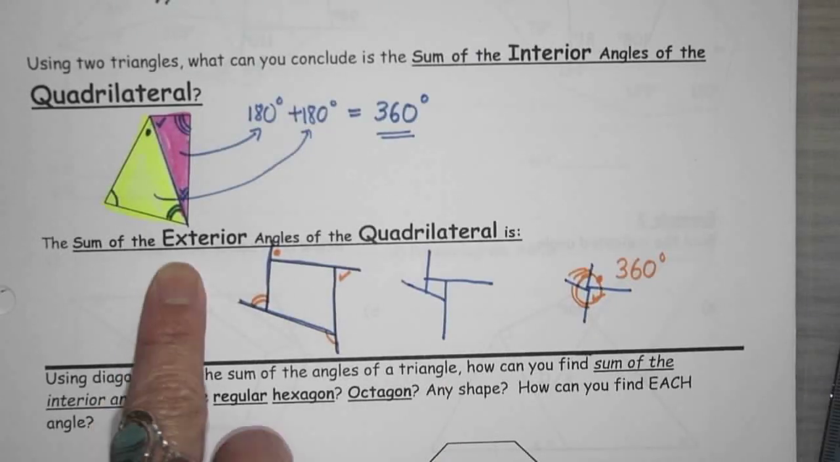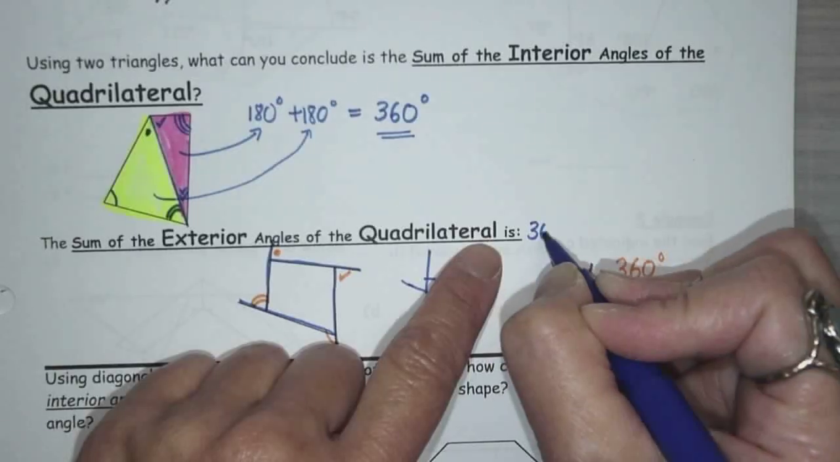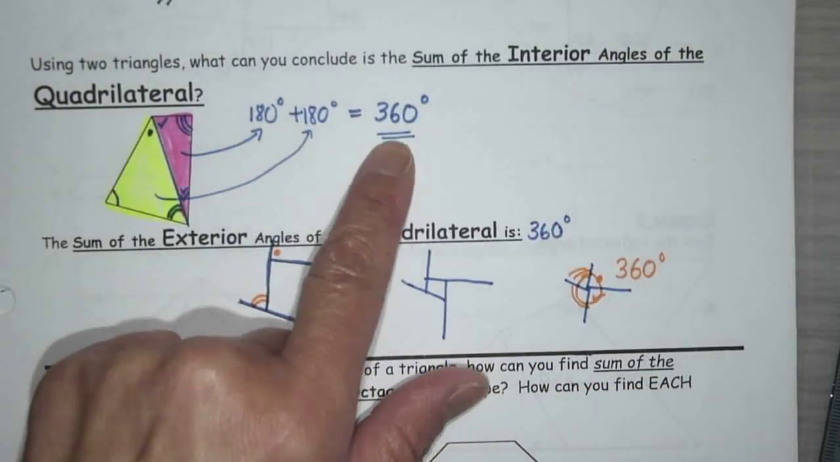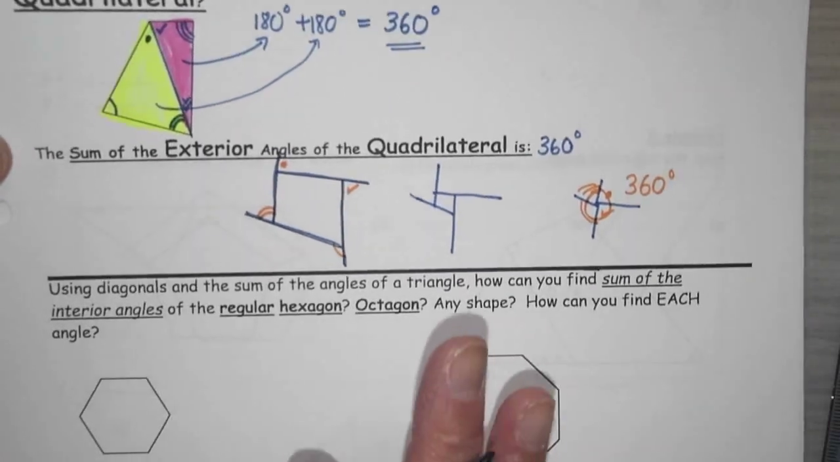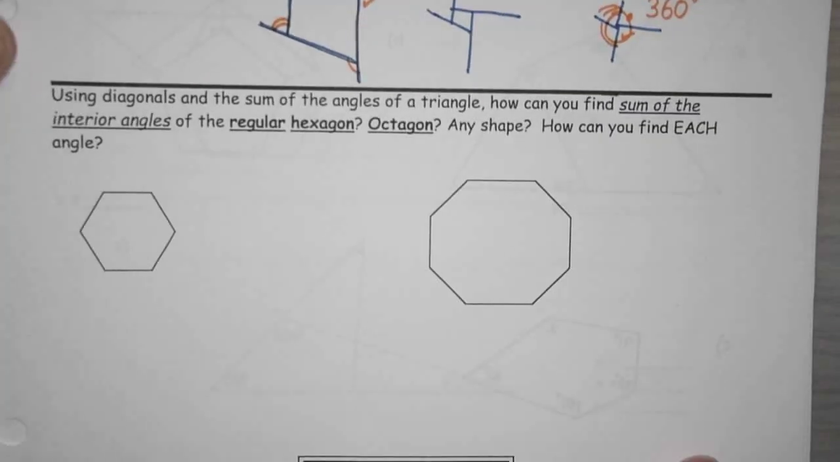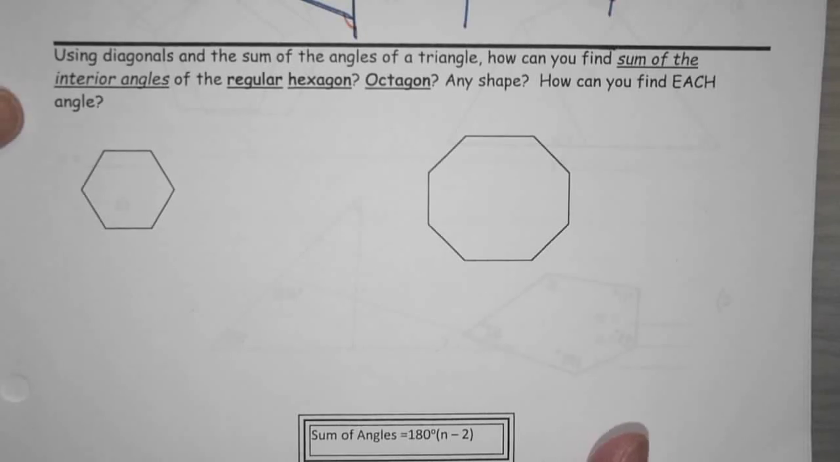So the exterior angles of a quadrilateral is 360. The interior angles of a quadrilateral is also 360. All right, so let's see if we can use that. Oh, wait, one more theorem right here. So using diagonals, the next theorem, and then we're going to use this in some questions. So I'm going to go through all the theory first.